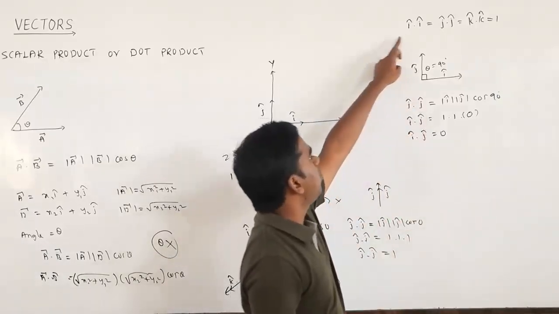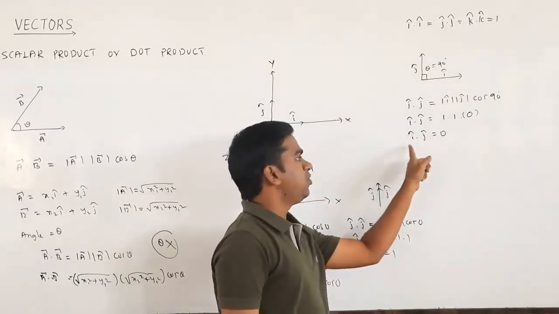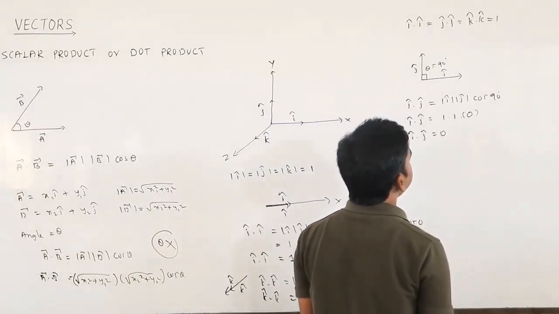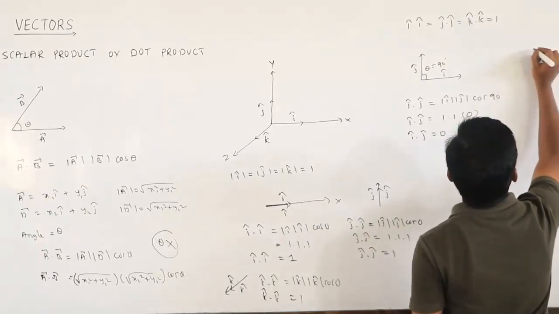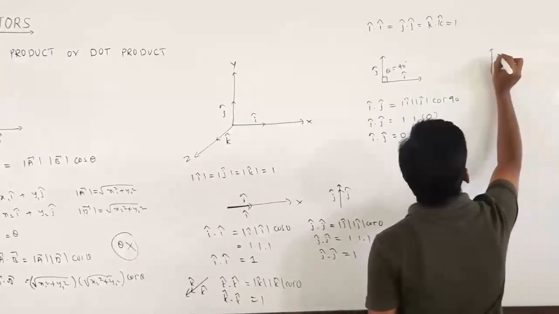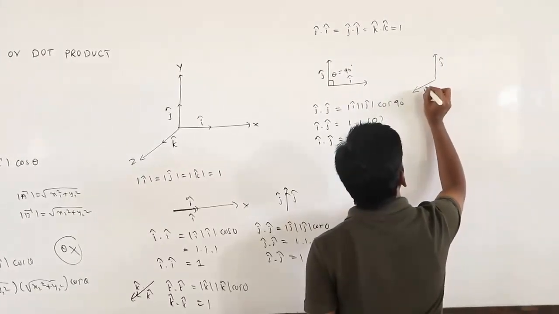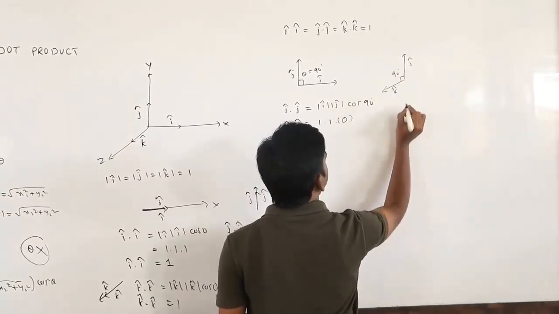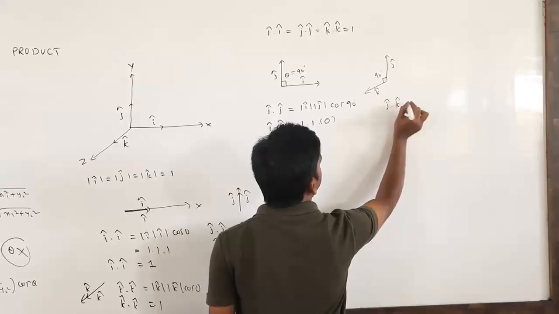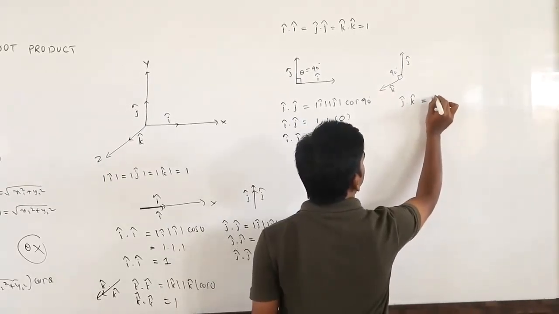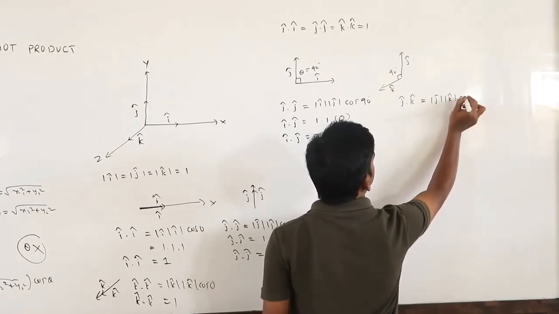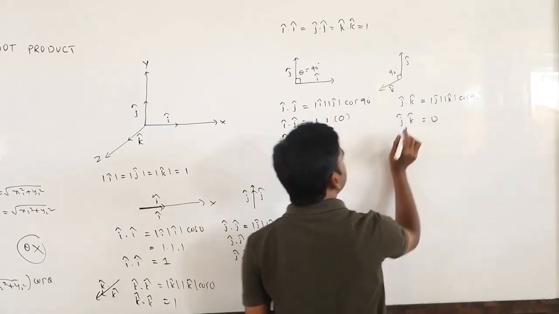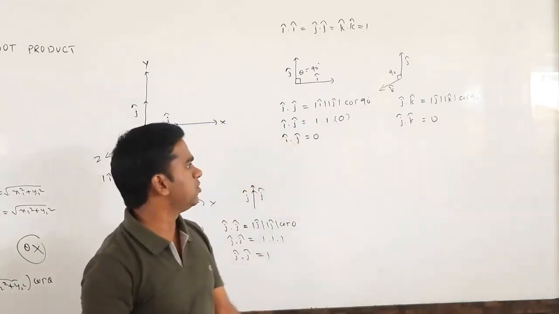Remember, i cap dot i cap is 1. i cap dot j cap is going to be 0. Similarly, if you try with j cap versus k cap, this is j cap and this is k cap. What is the angle between them? The angle between them is again 90 degrees. So j cap dot k cap is equal to magnitude of j cap, magnitude of k cap, cos of 90 degrees. So this is also going to be 0. So j cap dot k cap is also going to be 0.